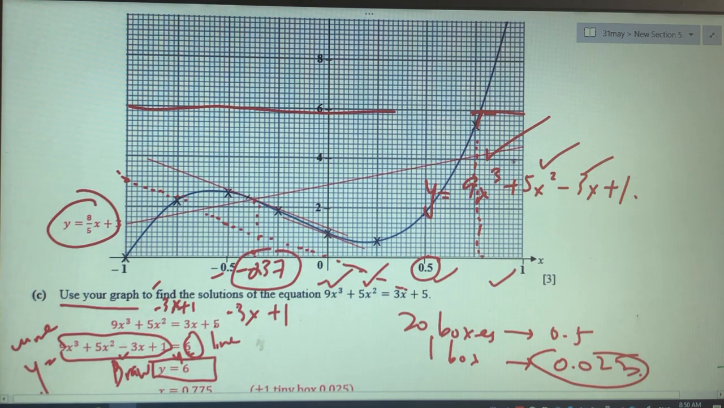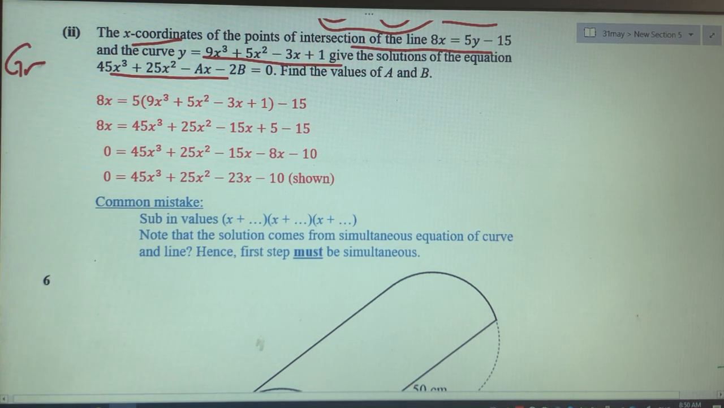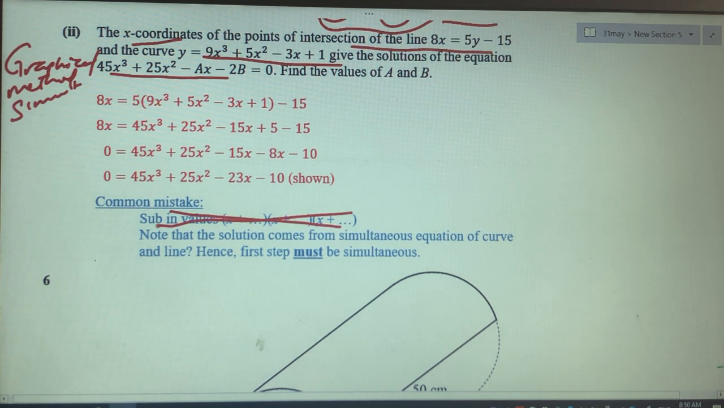Okay, draw this. And then next part, they say that the x coordinate of the point of intersection of this and this gives the solutions of this. Find the values of A and B. Now, for this question, you must use the graphical method, meaning you must use simultaneous equations. So you cannot use calculator or whatever, or sub in values that you see there and then solve. No. Okay? The first step must be simultaneous.